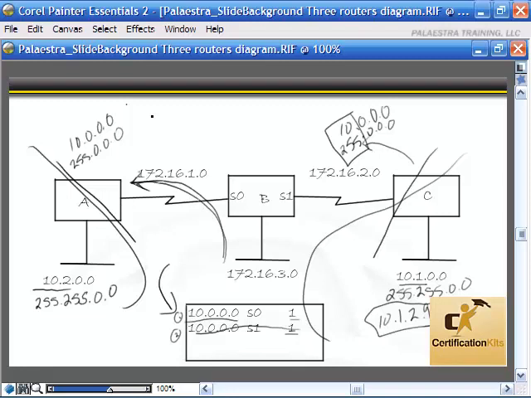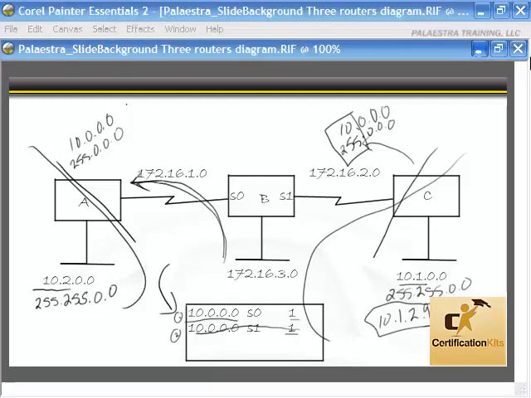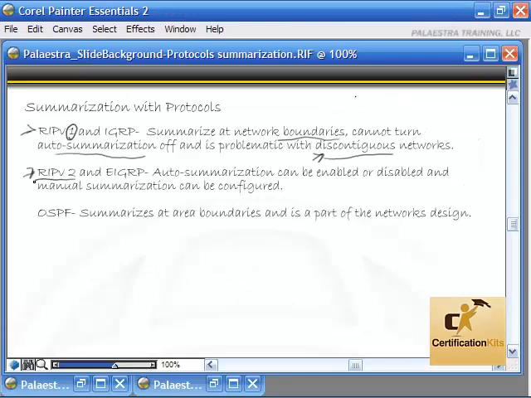RIP version 2 and EIGRP do support this. We can turn off auto summarization, or enable or disable it however we want. Let's take a look at that. Like I was saying, RIP version 2 and EIGRP send the subnet mask along with the routing updates. Auto summarization at network boundaries can be enabled or disabled, and we can also configure manual summarization within the network if we want to.